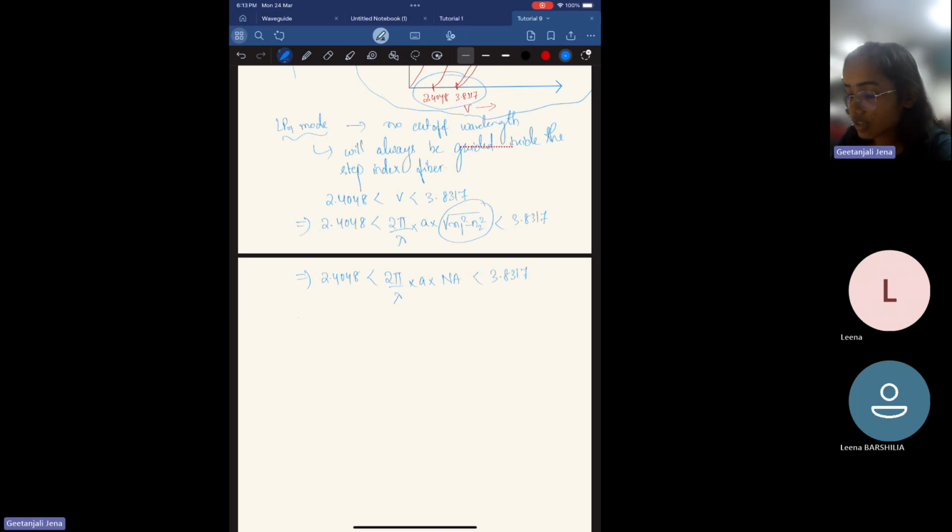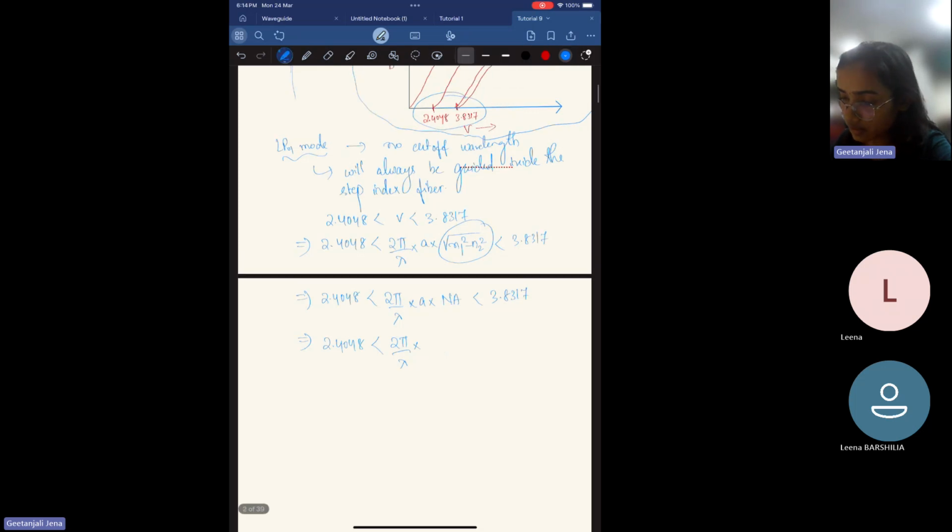So please go through the concept again and again so that you don't make any mistake in between the steps. Because sometimes what happens, you read it as a step index fiber, but you usually take any other cutoff condition. So please be mindful while reading the question.